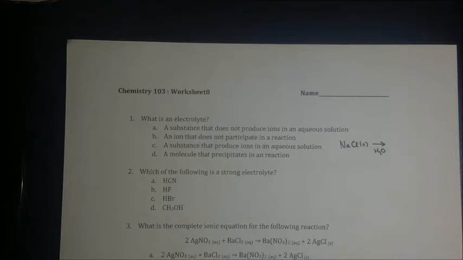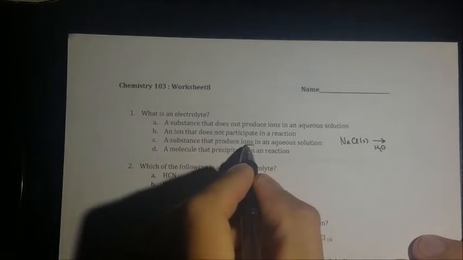Alright, hello everyone. Let's go over worksheet number 8. So here for question number 1, it's asking us what is an electrolyte? So an electrolyte is simply a substance that produces ions in an aqueous solution. So we've got ions here that are being produced.